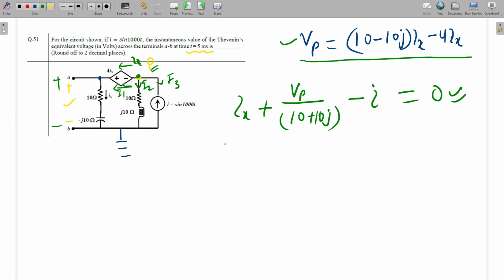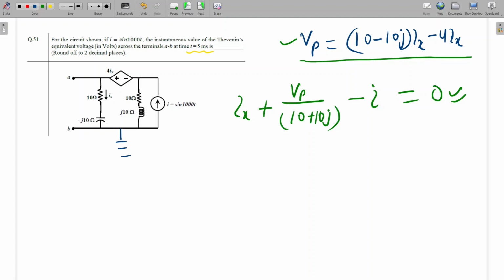Sir, Ix should be negative, since the voltage source is plus and minus and we are taking in opposite directions. That's why I'm asking. Can you ask again? Sir, Ix should be negative.